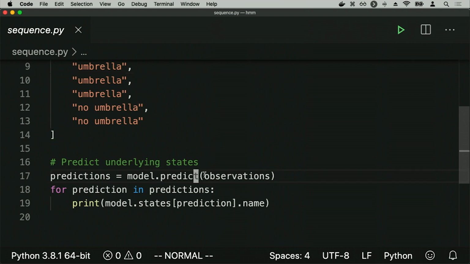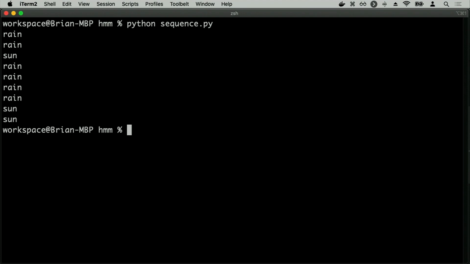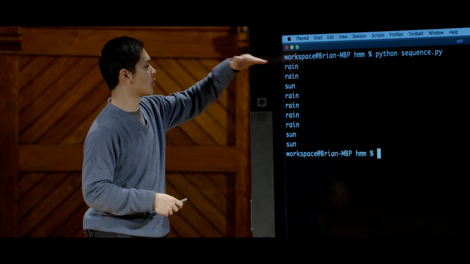So we're going to go ahead and just predict these observations, and then for each of those predictions, go ahead and print out what the prediction is. And this library just so happens to have a function called predict that does this prediction process for me. So I run python sequence.py, and the result I get is this. This is the prediction based on the observations of what all of those states are likely to be. And it's likely to be rain, then rain.